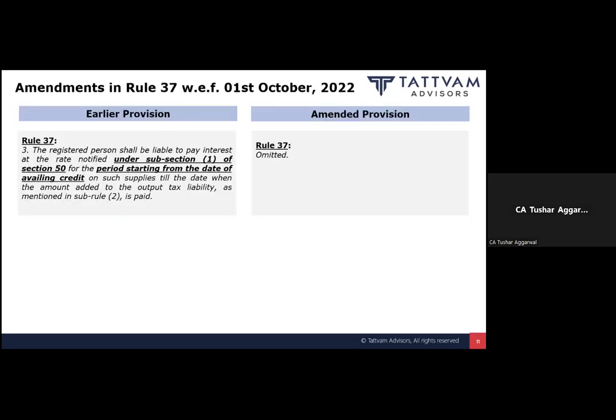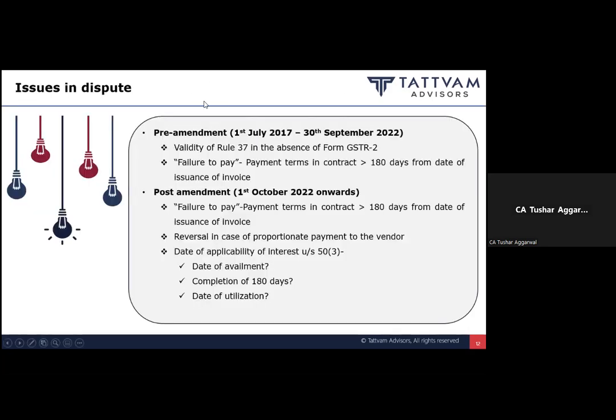And Rule 37 is silent on this, from which date the interest will start. So in the amended Rule 37, I want people to write in the chat box, what is their view? Is it from the completion of the 180th day, or is it from the date of utilization? In our example, January 2023, ITC availed. March 2023, ITC utilized. But June 2023, 180 days over.